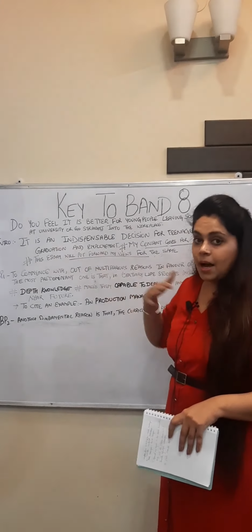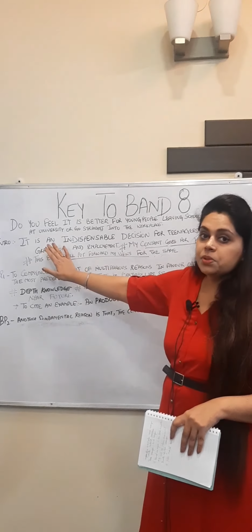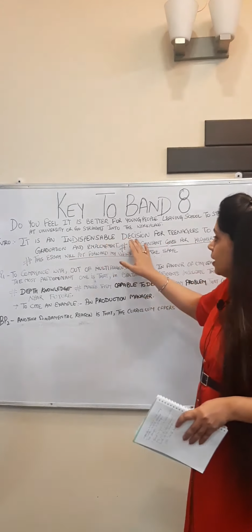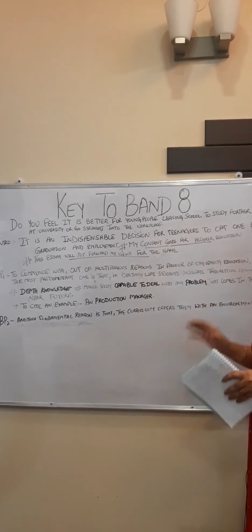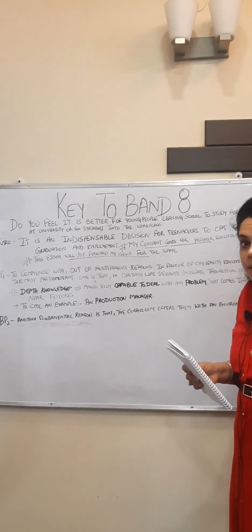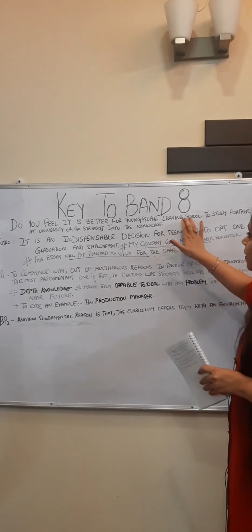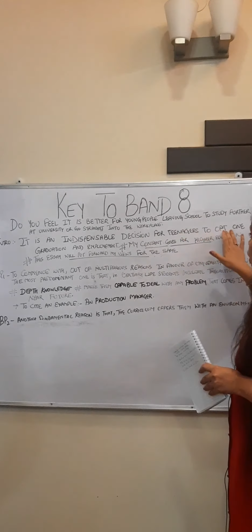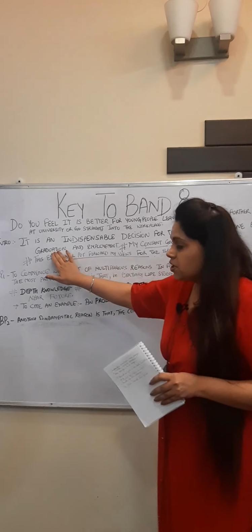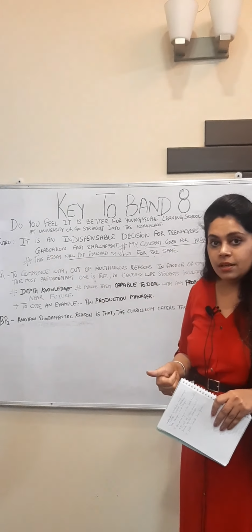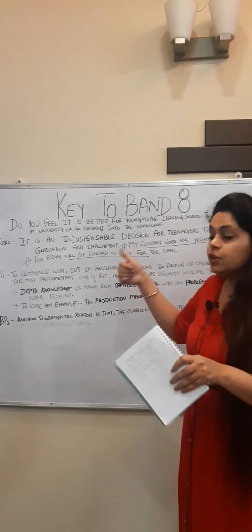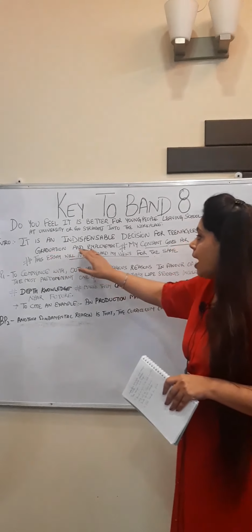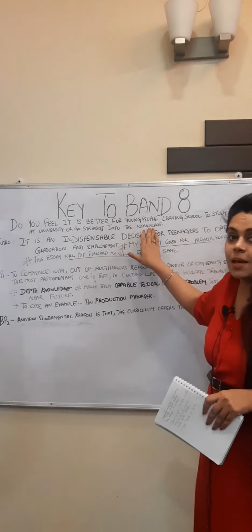For the introduction, the neutral background statement I have picked is that it is an indispensable decision for teenagers. Again, use synonyms for the words leaving school, young people. I have used the synonym teenagers here, to opt between graduation and employment. I am not using the word school or university, but I'm using the word graduation. And for the word workplace, I'm using employment.